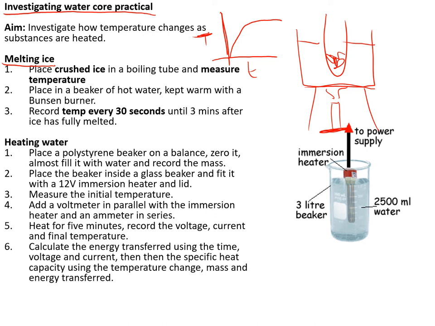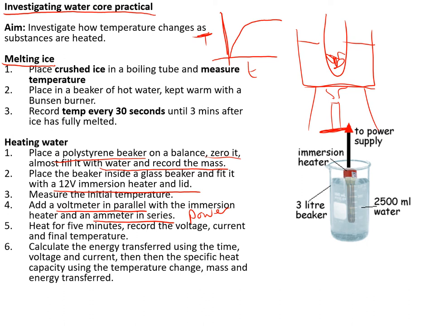Okay. Now, the second one was to investigate what happens as you heat liquid water. And to do this, we used an immersion heater. We got a polystyrene beaker and put it on a balance and zeroed it, and then recorded the mass of water that was needed to nearly fill the beaker. Then we put in our immersion heater and attached a voltmeter in parallel to the heater and an ammeter in series. The point of this was that if we could measure the voltage and the current, we could calculate the power. And if we know the power and the time, we can calculate the total energy.